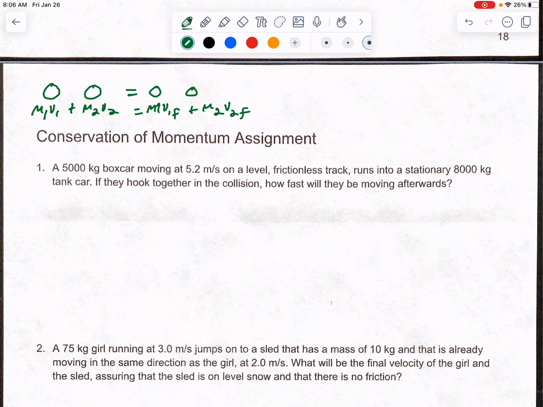When you're reading these problems, you've got to make sure you set up what's happening before they hit. Those are going to be your initial velocities. And anything after, when they mention after it hits, that's going to be a final velocity.